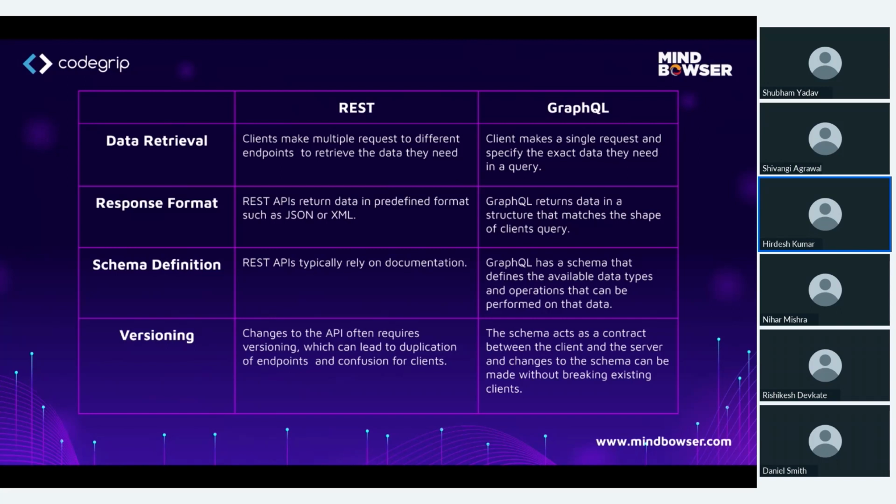But in GraphQL, we can make a single request and specify the exact data we need in a query. So we can get bulk of data in a single request itself with GraphQL. So this reduces the amount of data transferred over the network and hence improves the performance. Second one is response format. So in REST APIs, the data is returned mostly in a predefined format such as JSON or XML, whereas GraphQL returns data in a structure that matches the query of the client.